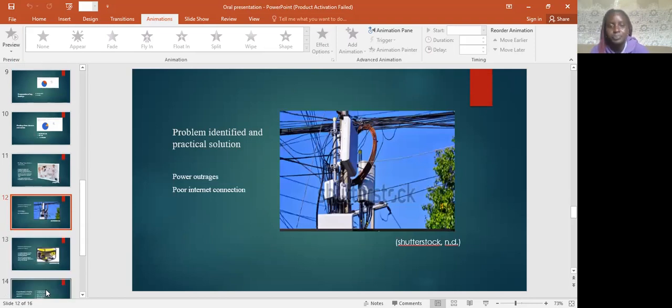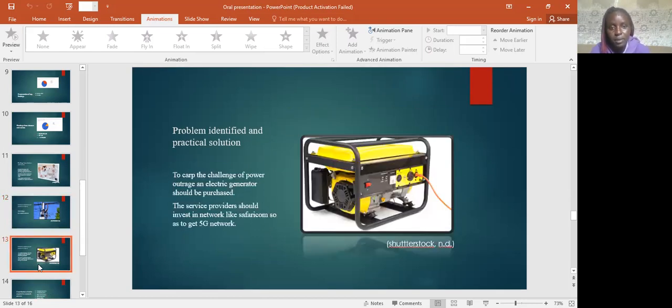And then we have the problem identified and then the practical solution. We say that the problem identified is power outages and poor internet connection. To tackle the challenge of power outage, an electric generator should be purchased. When the power goes off, they are going to use the electric generator to continue offering the services instead of waiting for the power to come back.